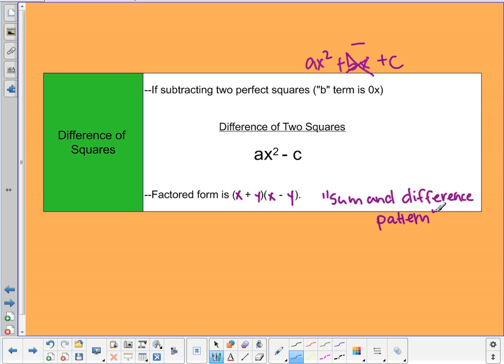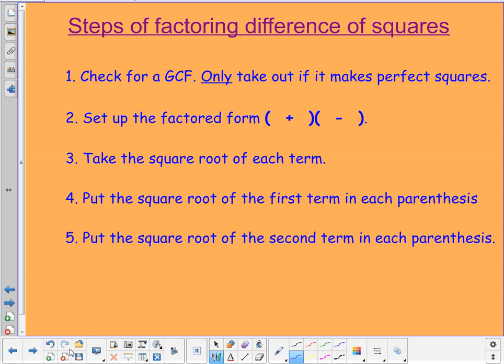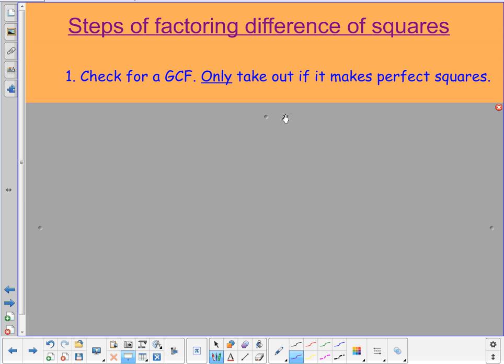So let's talk about the steps we would go through to factor the difference of two squares. The first one, we always want to check for GCF, but in this case, we only want to take out the GCF if it makes perfect squares. If there's a GCF in there and you already have perfect squares, just leave it in there, because if they're perfect squares, then you can factor them very easily. But if when you take the GCF out, it makes a perfect square, then that's when you want to get rid of it. Then you'll have the difference of two squares left over.